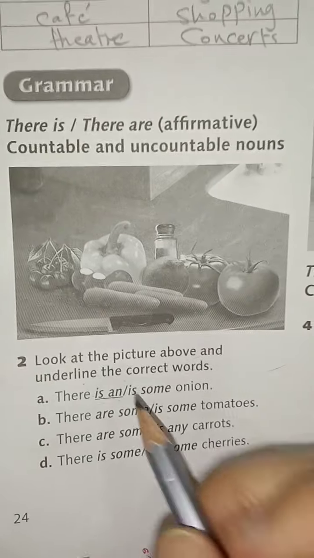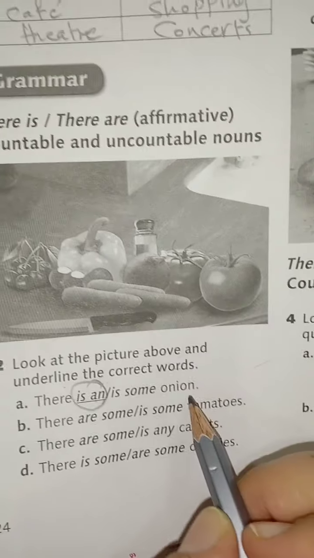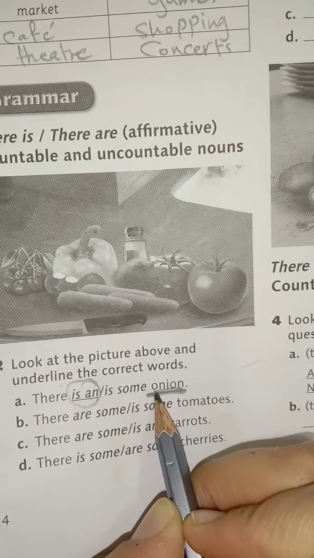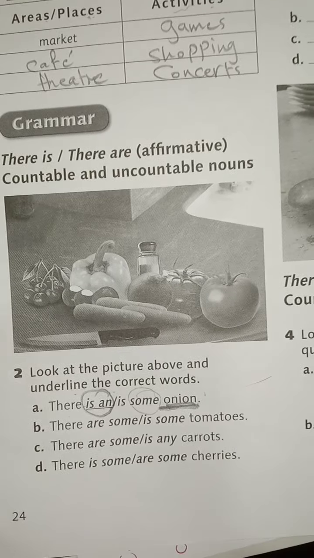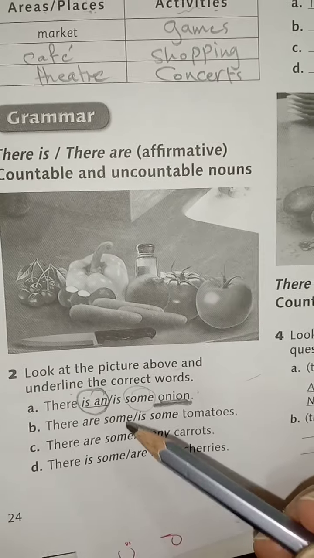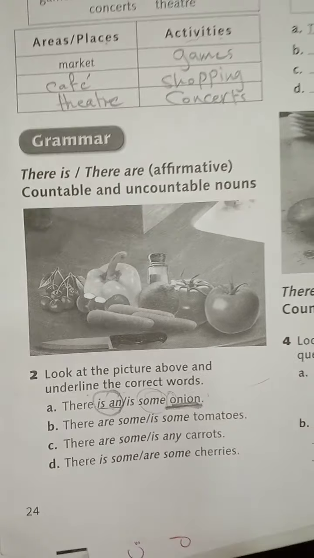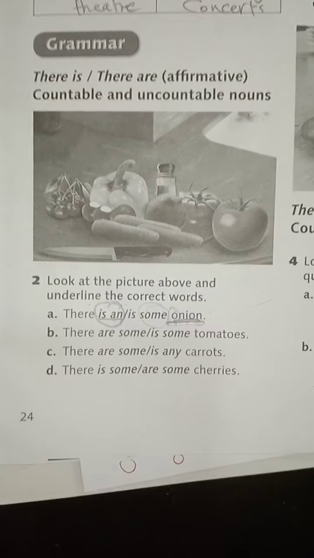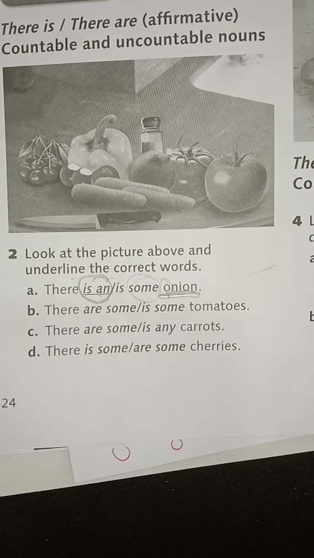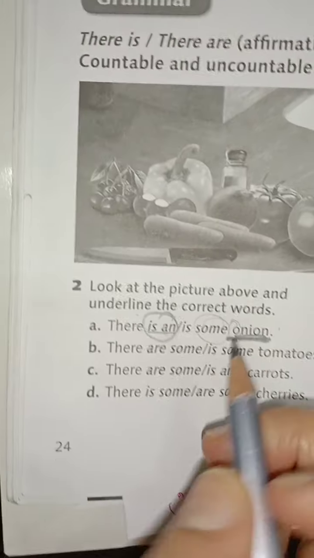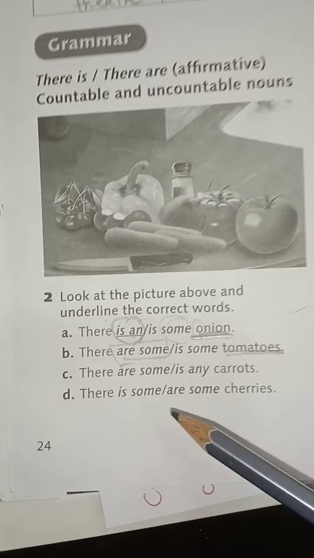Of course there is an onion. Why is an onion? Because we have a singular noun here. هو هون مفرد فليش أحط some بعض البصل؟ Of course an. Okay, singular an or a. Here we have a vowel, إذن an. Number two: there are some or is some tomatoes. So there are some tomatoes because we have a plural noun.